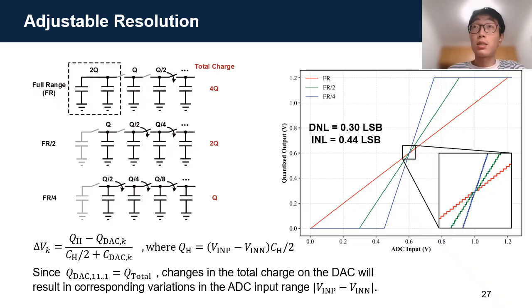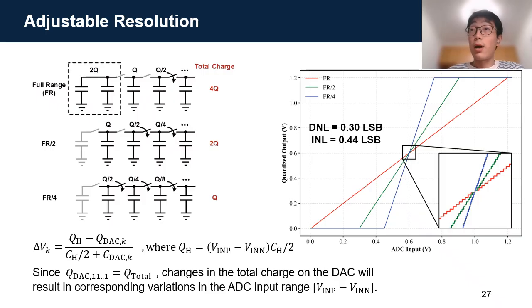Now let's talk about the adjustable resolution. According to the previous equation, the input dynamic range of the ADC is determined by the total charge in the pre-charge sharing circuit. The range can be adjusted by varying the number of pre-charged capacitors. Since the charge distribution must remain binary weighted, the timing of the charge sharing switches should also be adapted. As the input range decreases, the resolution becomes finer accordingly.